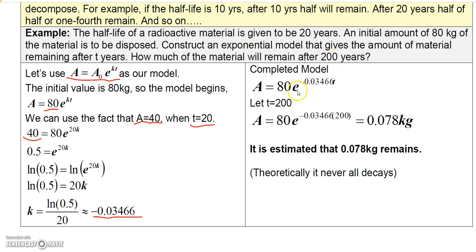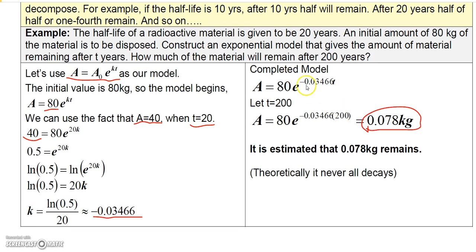And then the question says how much of the material will remain after 200 years. So all I have to do is take this completed model, 80 times e to the negative 0.03466 t, and replace t with 200. Then I grabbed my calculator and did that calculation, and I got that the answer was 0.078 kilograms.